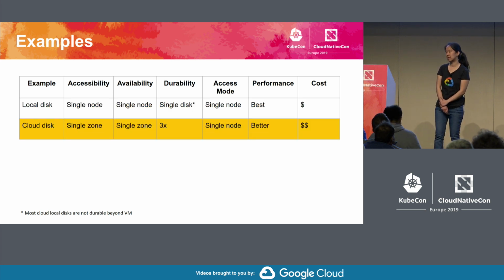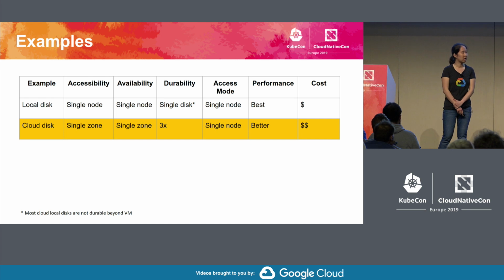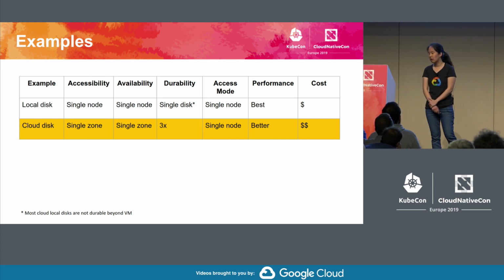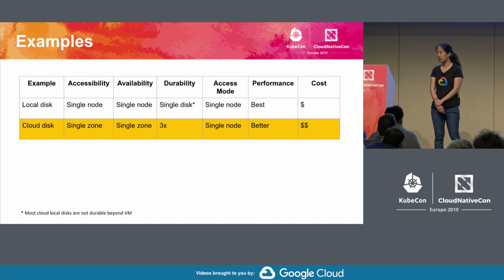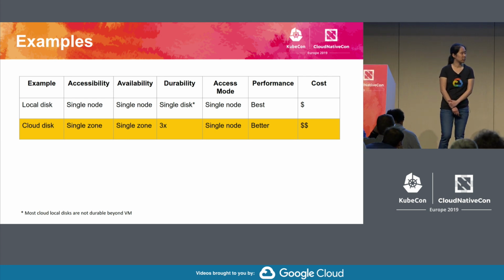Next, we have cloud disks. These are generally block devices that show up as block devices in your VM, but underneath are actually remotely accessed over the network. Typically, they are restricted to a single zone, but they are replicated within that zone. So compared to local disks, cloud disks have improved durability and accessibility, but the performance may not be as good and the cost is a little more. Some examples of cloud disks include GCE PD, AWS EBS volumes, and Azure disks.